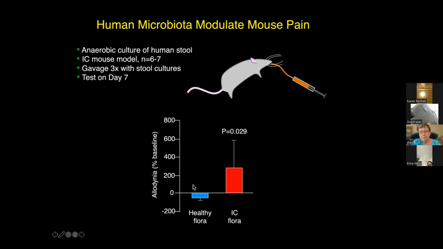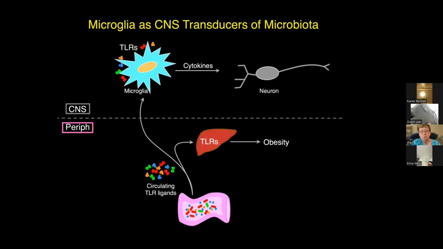And the bacteria of the healthy flora, if you will, from the stool of normal controls actually seemed to cause the pain to go down, whereas the pain went up when they were given cultures from IC patients. So that suggests that the microbiome might play a role in modulating pelvic pain in humans, or at least those bacteria may have the ability to do that. Now, how can that happen? How can events in the gut modulate the pain responses?